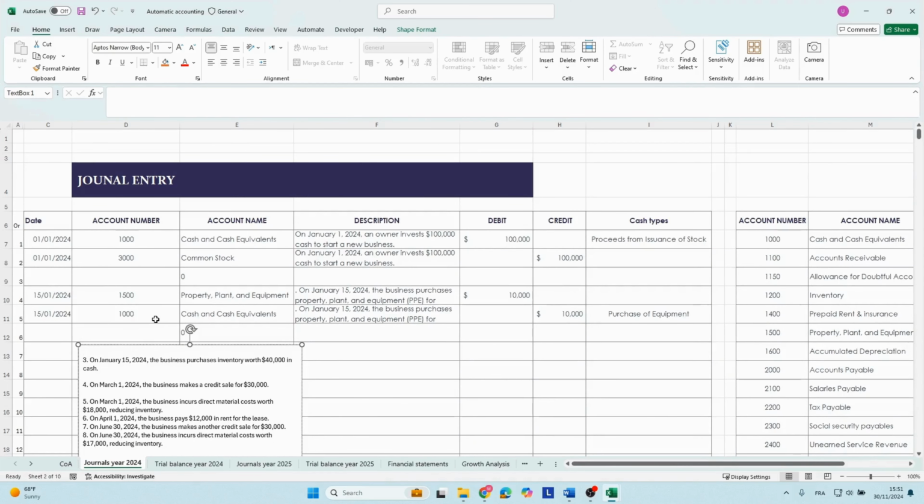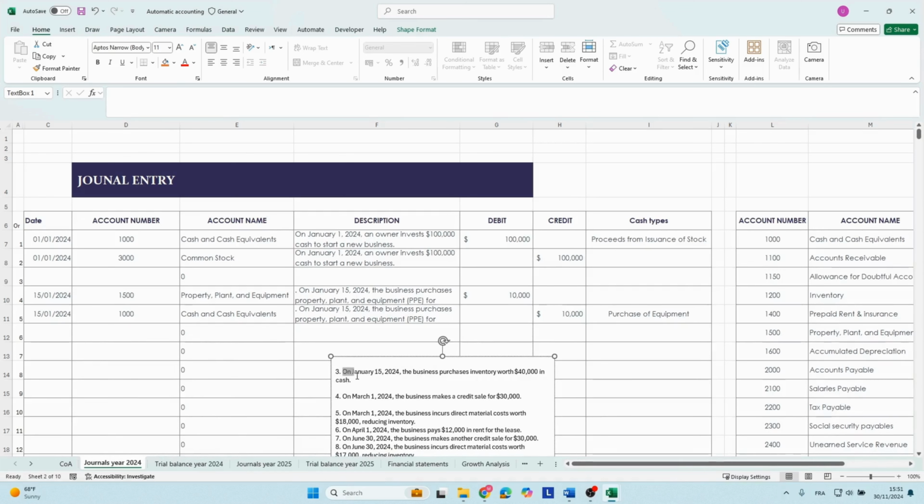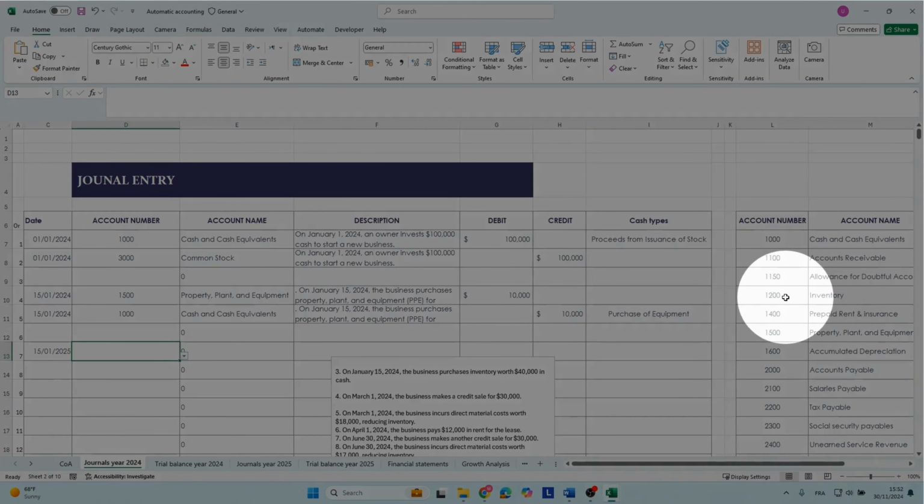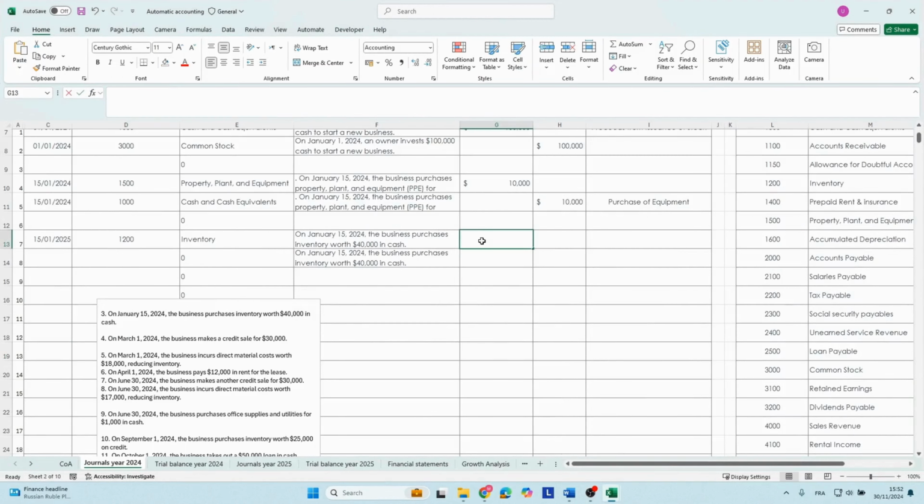Now let's move to the third transaction. On January 15, the business purchased inventory worth 40,000. So the company, in order to generate money, has to start purchasing inventory. So the purchase is for 40,000. Here we increase our inventory. So we look for the inventory in account 1200 and put the amount, which is 40,000.